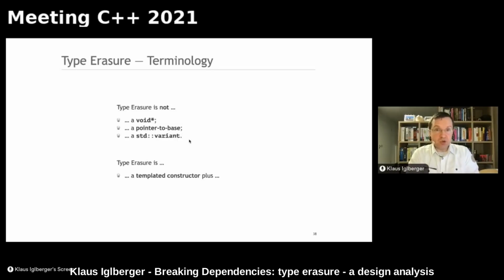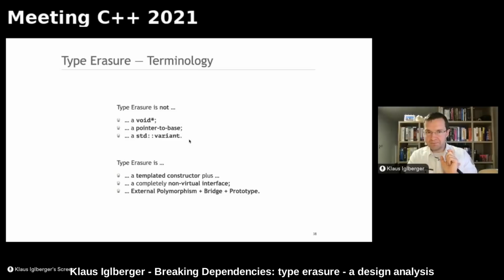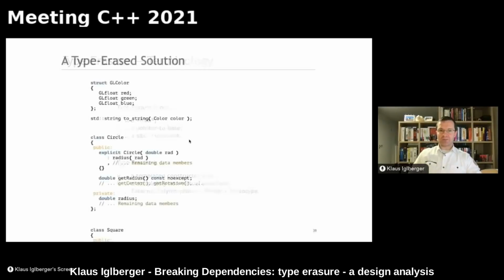That you will see is super important, and that definitely makes it so powerful. Second, it's a completely non-virtual interface. We are now creating something that is dynamic polymorphism, but indeed we will not have openly any virtual function. And it is a mixture of three design patterns. A design pattern called external polymorphism, the bridge design pattern, and the prototype design pattern. So let's take a look at how exactly this technique works.